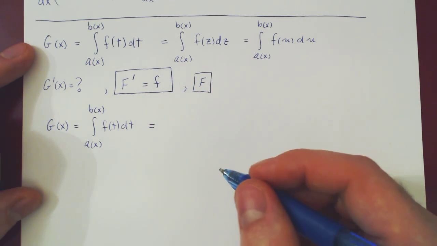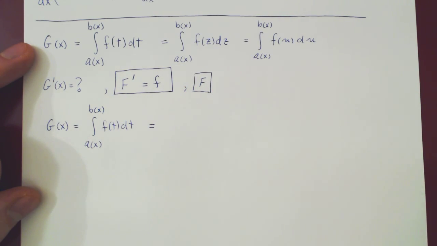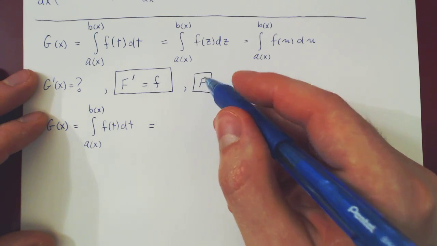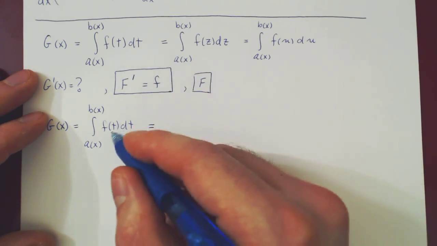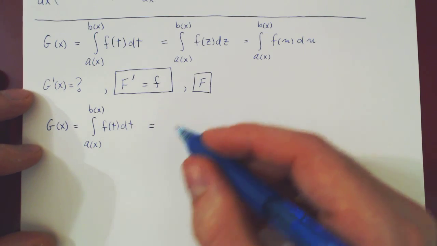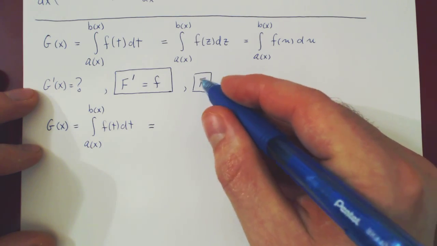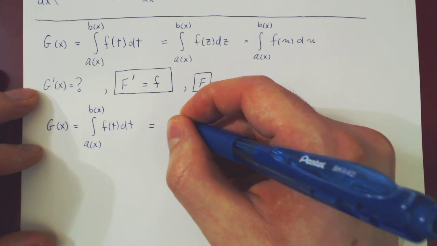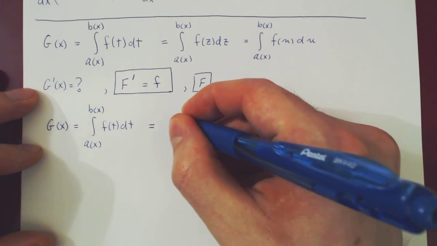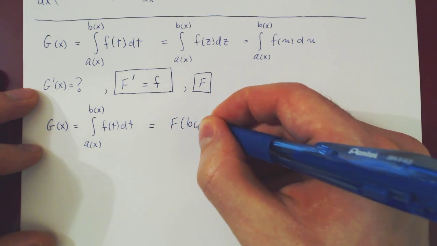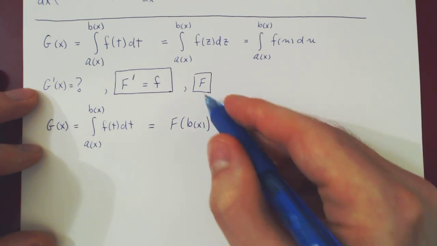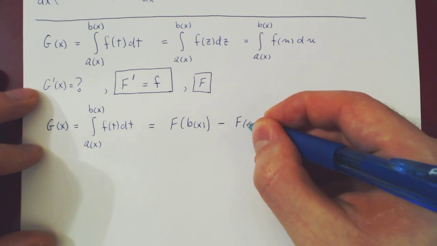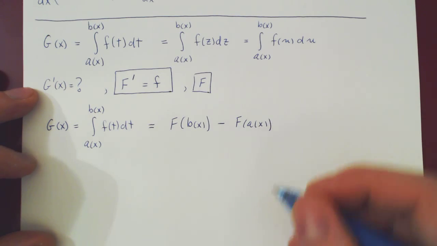Well, what does FTC say, right? FTC being the fundamental theorem of calculus. Once you have the antiderivative, the function whose derivative is the function you're trying to integrate, all you do is you find the antiderivative at the upper bound of integration, so F of b of x, minus the antiderivative at the lower bound, F of a of x.